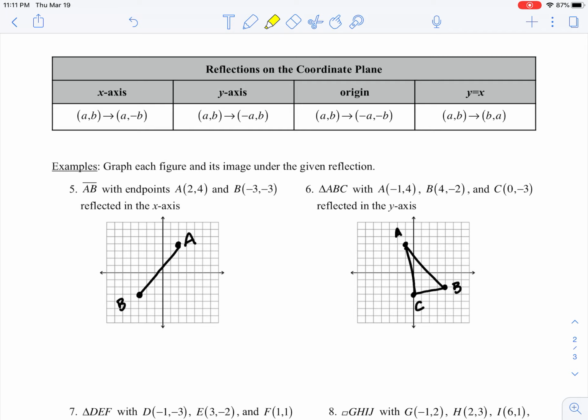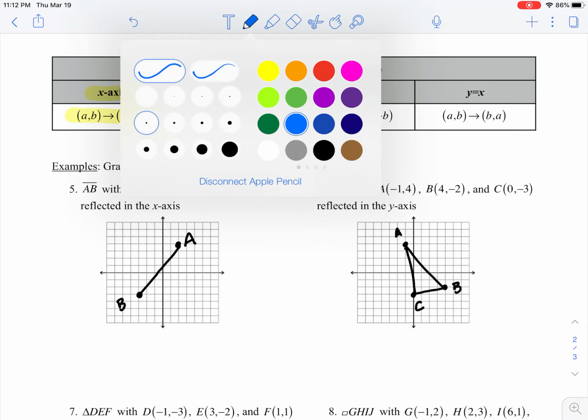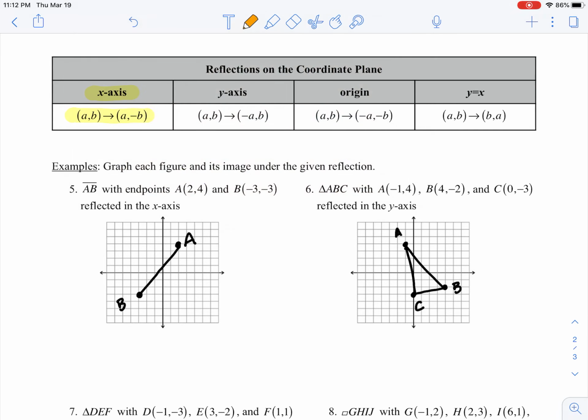So the first one is a reflection over the x-axis. When you perform a reflection over the x-axis, you're essentially flipping your image from top to bottom or bottom to top. You're moving in an up and down motion. When you do that, the x-coordinate doesn't change, but the y-coordinate does. It changes sign. Positive becomes negative, or negative becomes positive. So you can see the rule up here at the top says that when you flip over the x-axis, your original points change so that the x-coordinate's the same, but the y-coordinate switches sign.